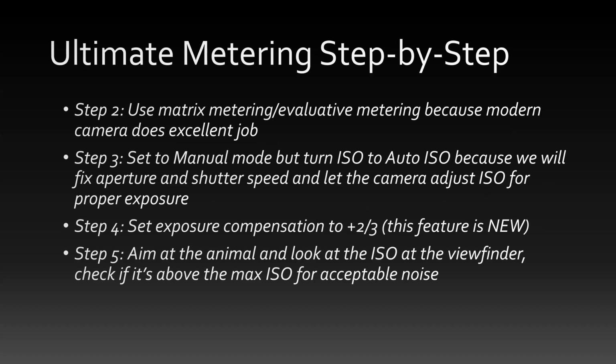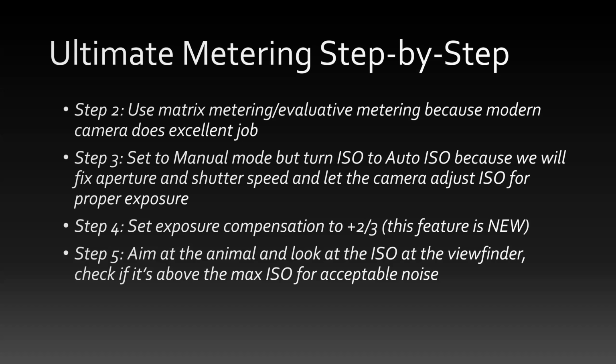So just set your camera to manual and set the shutter speed and the aperture. And then use matrix metering for Nikon and evaluative metering for Canon. And I don't know what they call it for Sony, but you know that thing that looks at all the pixels in the camera to measure the exposure. And because the cameras these days are doing pretty good for that. And then step 3 is to set to auto ISO.